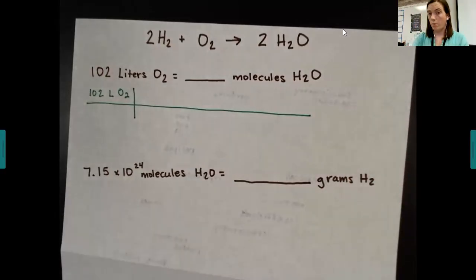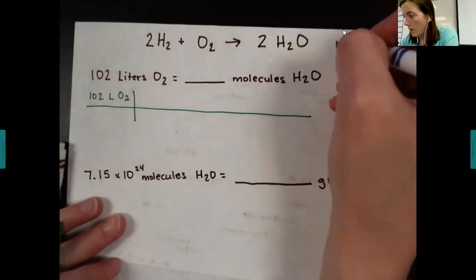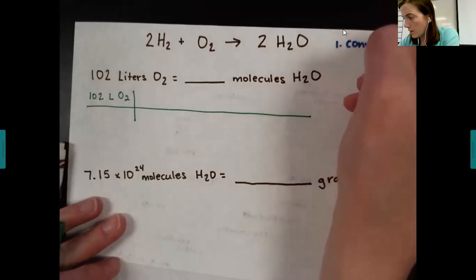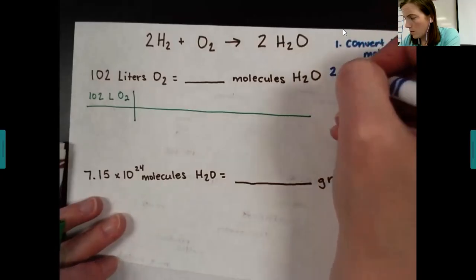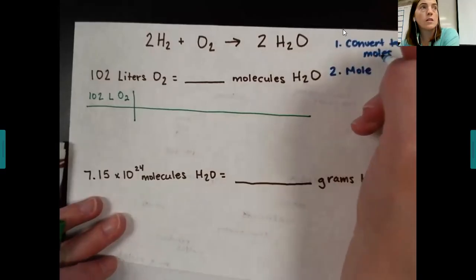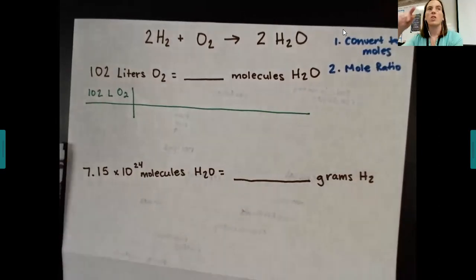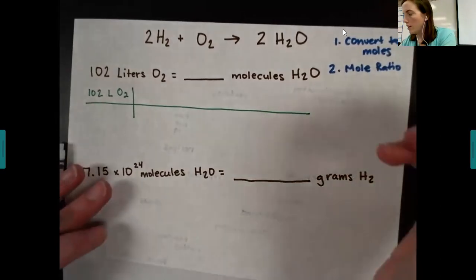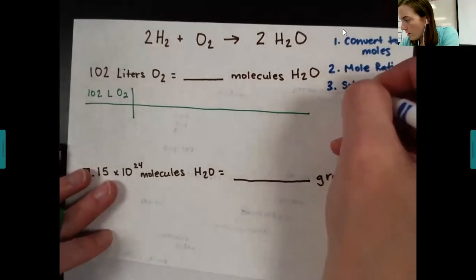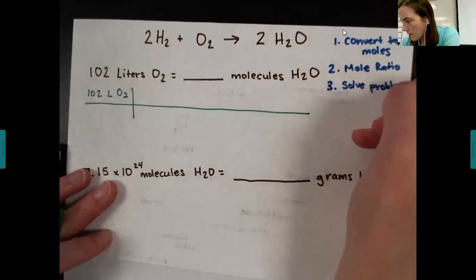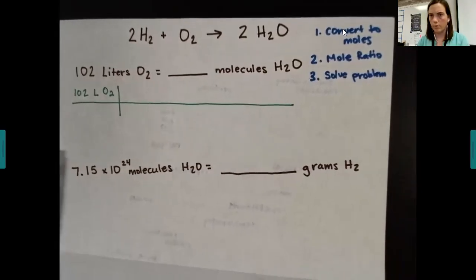So let's recap with our rules. Rule 1 was to convert to moles, 2 is the mole ratio, and then 3 was to solve the problem. Okay, so those were our 3 rules. Let's move this over a little bit.